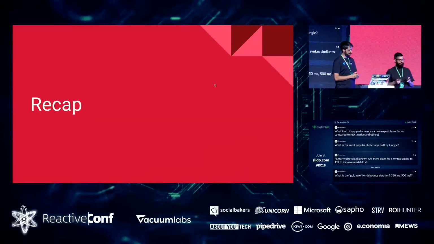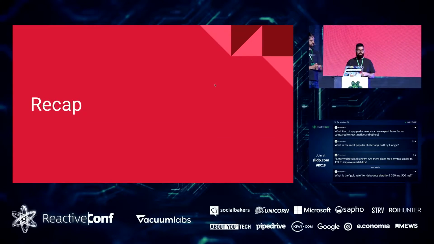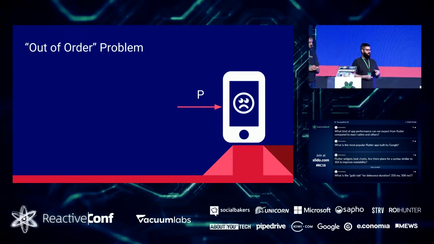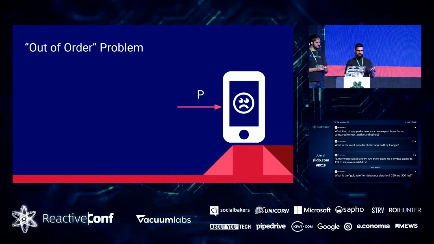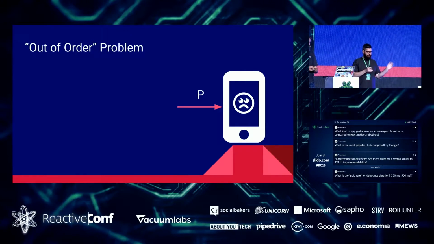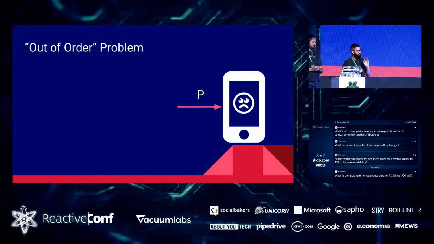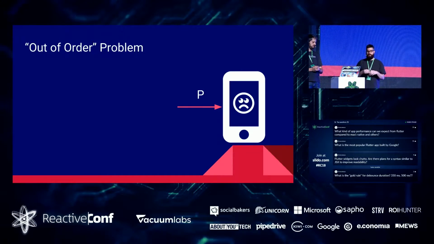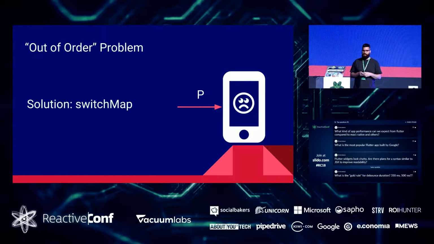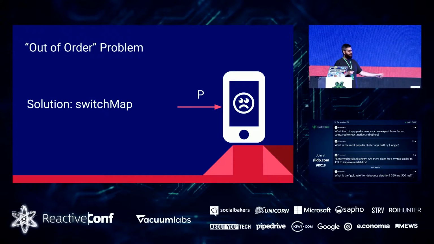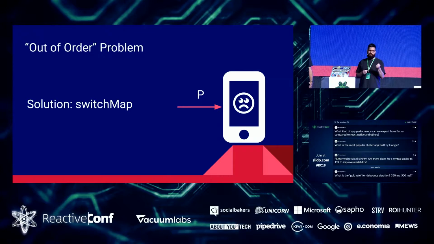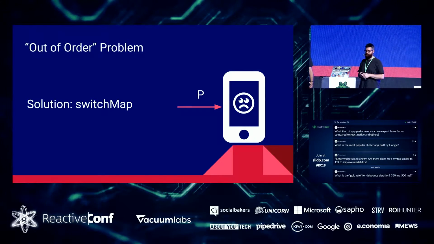All right, so let's do a quick recap and talk about these different operators that we just saw. The first thing we saw is that with async code, we can deal with ordering issues. Reactive extensions, whether it's RxJS, RxJava, or RxDart, allow us to solve this out-of-order problem with the switchMap operator. As I said, this will basically discard all of the previous results that were being loaded and only worry about delivering the latest results to the user.